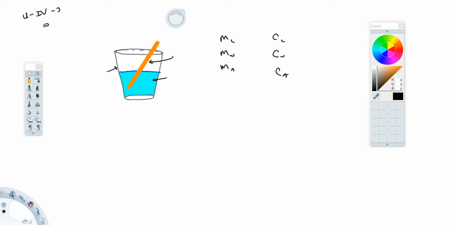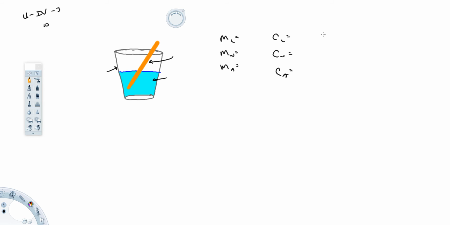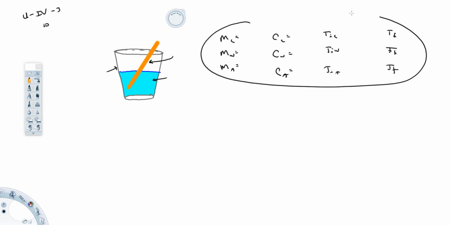Now there's a bunch of data given. All those masses, I believe, are given in the problem. So, right off to the side somewhere, mass of the copper equals, mass of the water equals, mass of the aluminum equals. And these are all things that you can look up specific heats for. So I would look those up and write them down. Specific heat of copper equals, specific heat of water equals, specific heat of aluminum equals. And you're probably going to want their initial and final temperatures too. T initial copper, T initial water, T initial aluminum. And then they're all going to have in this problem probably the same final temperature. So write out all the data, get that written in the problem.